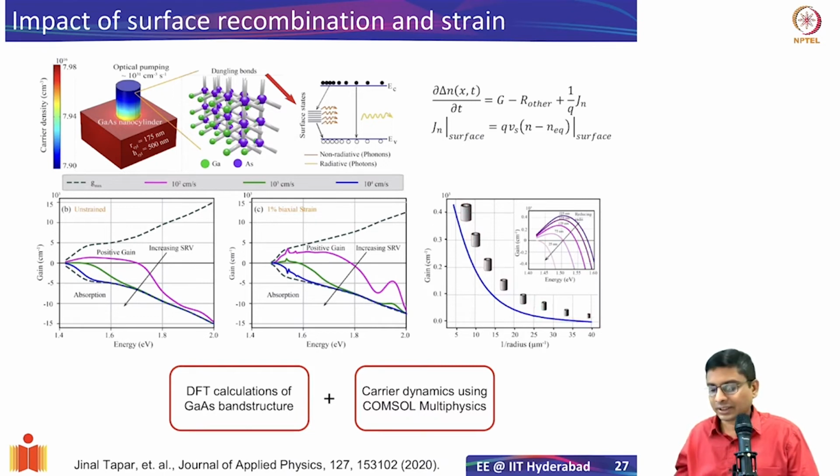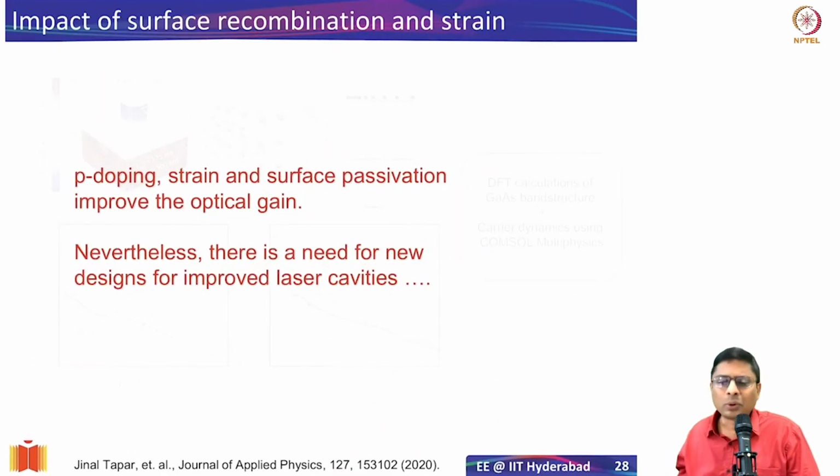All right. So this is an interesting study that we did. And the overall conclusion is that if you have p-doping and strain and surface passivation, or either or all of them, you can actually improve the optical gain, and we can actually have lower threshold. But in addition, we also need to improve the cavities. The cavities that we have designed so far are the classical cavities.